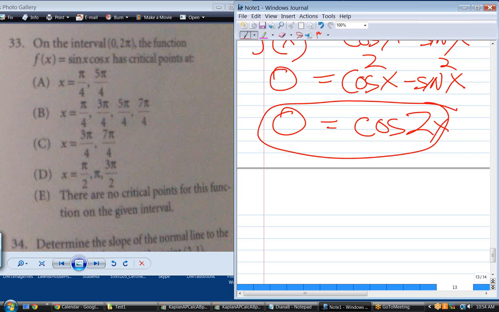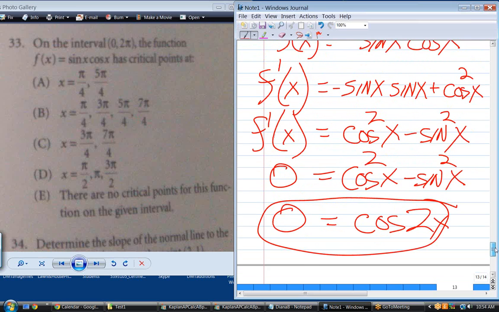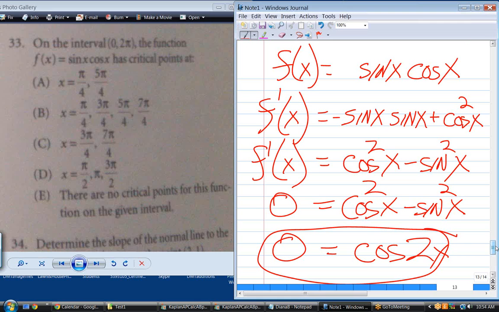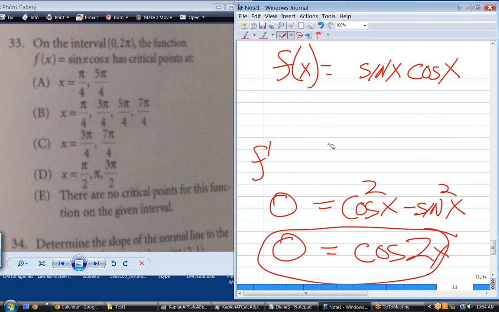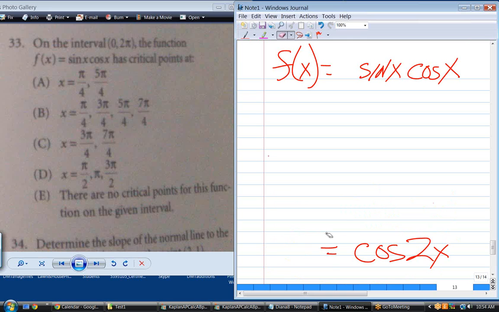I don't know. The way the book actually suggested was going back to the original, and rather than having to differentiate this and use the product rule, well, that identity is 1/2 the sine of 2x.